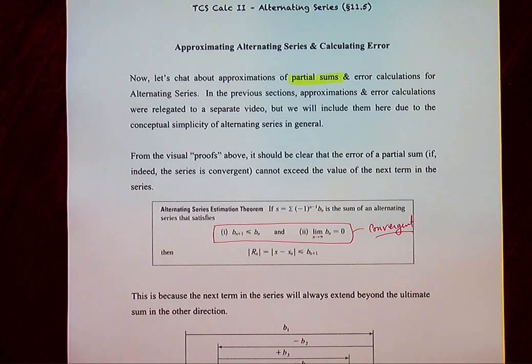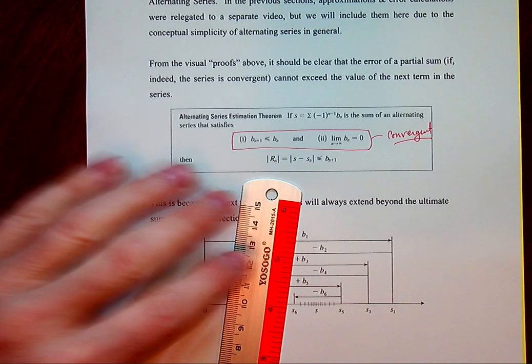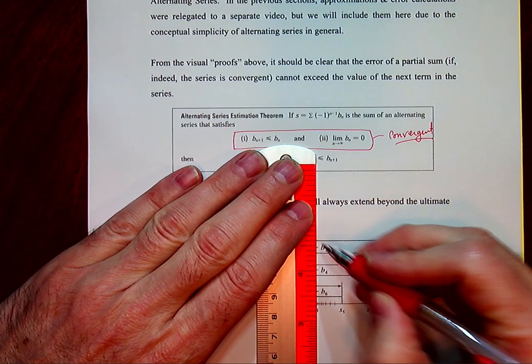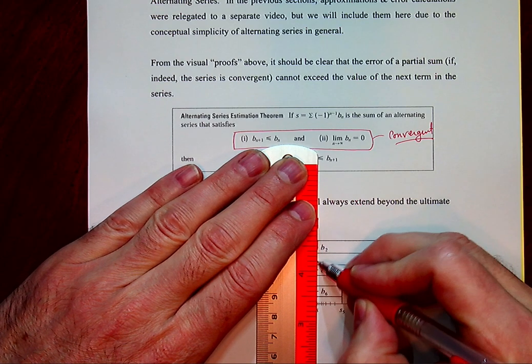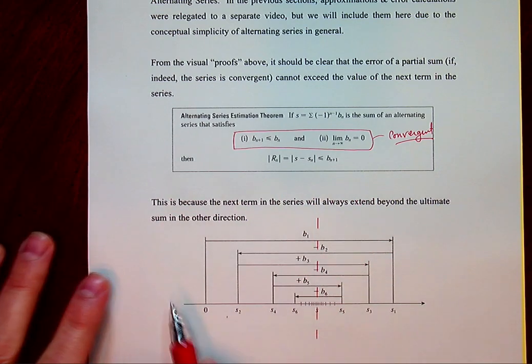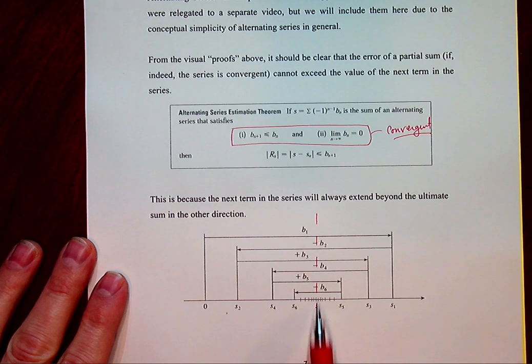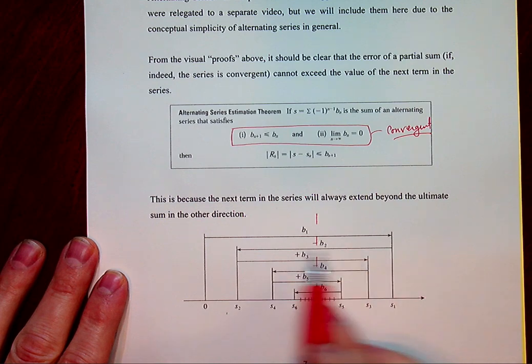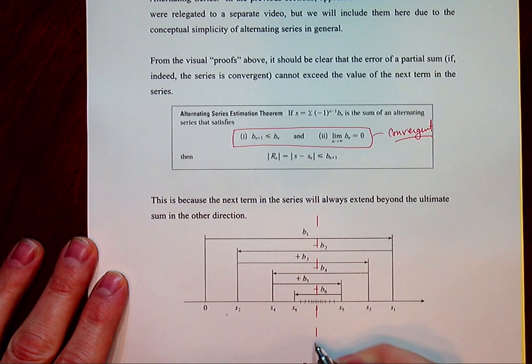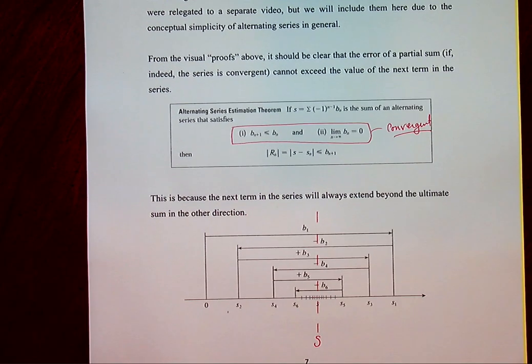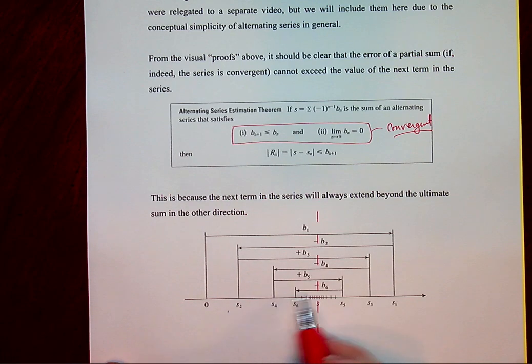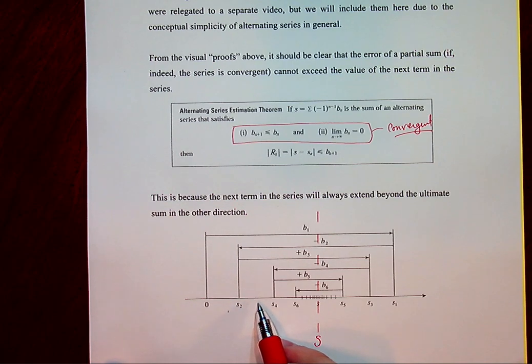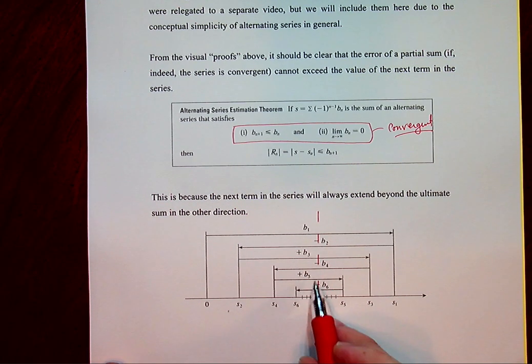If we think about it, that makes sense based upon the visual proof that we saw earlier. S is the actual sum that these constantly decreasing additions and subtractions are leading towards: b1 minus b2 plus b3 minus b4. It's cycling in towards some definitive value S. If each successive term has no way of going beyond the previous term on the number line, then the error in here cannot be more than that.